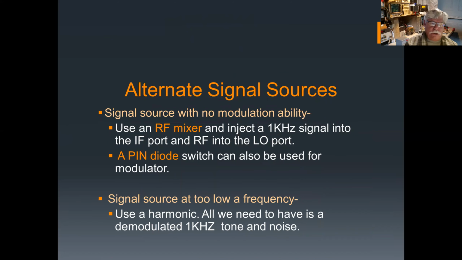You could use a signal source with no modulation ability and use an RF mixer or a PIN diode as a mixer modulator. And if you have a signal source that's half the frequency, you could use the harmonics, as long as the 1 kc tone is still readable in the receiver.